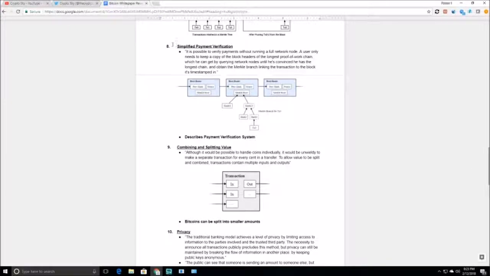And section 8 is simplified payment verification. This really just describes the payment verification system, and it talks about how it's very hard for hackers to actually complete the transactions before the actual nodes complete the transactions.